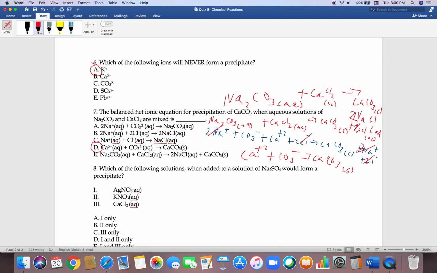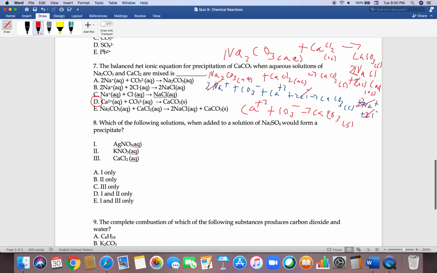Sorry for a little bit of a crammed space here, but just remember to write your balanced total molecular equation, your total ionic, and then you cancel out your spectator ions.